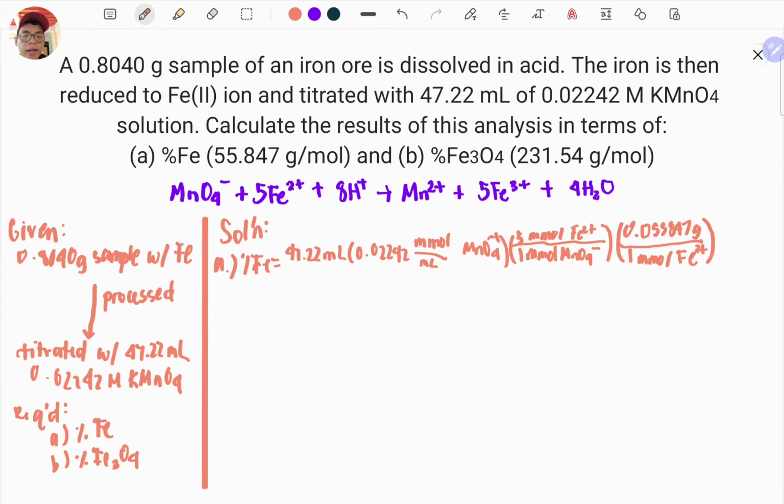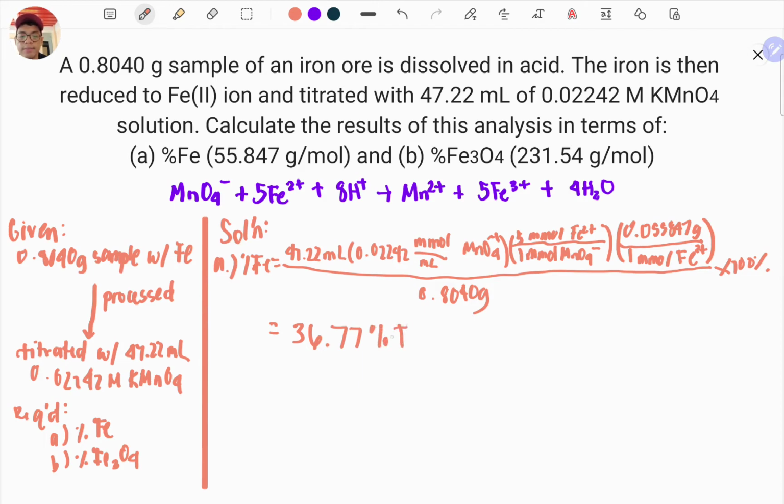Now we have the grams of iron in the numerator. All we need to do is divide by the total sample mass, 0.8040 grams, and multiply everything by 100%. Taking my calculator, 47.22 times 0.02242 times 5 times 0.055847 divided by 0.804 times 100%, the answer should be 36.77% of iron.